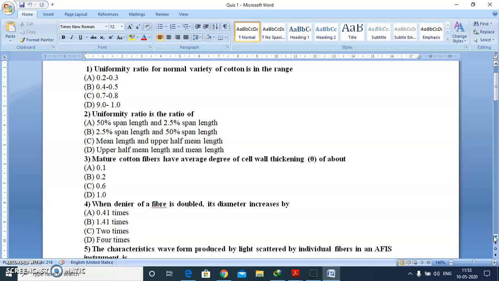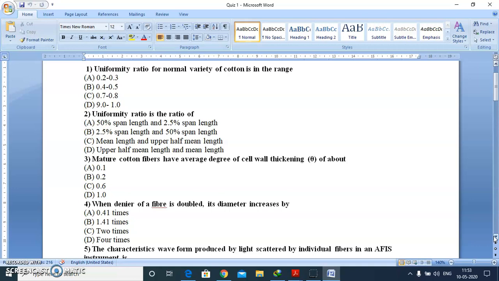Now third question, that is average degree of cell wall thickening for mature cotton fibers. We'll go for option C here because option D is too perfect, and 0.1 and 0.2 is for immature fibers, as degree of cell wall thickening is the ratio of the area of the cross section of a secondary cell wall in cotton fiber to that of area of circle of same perimeter.